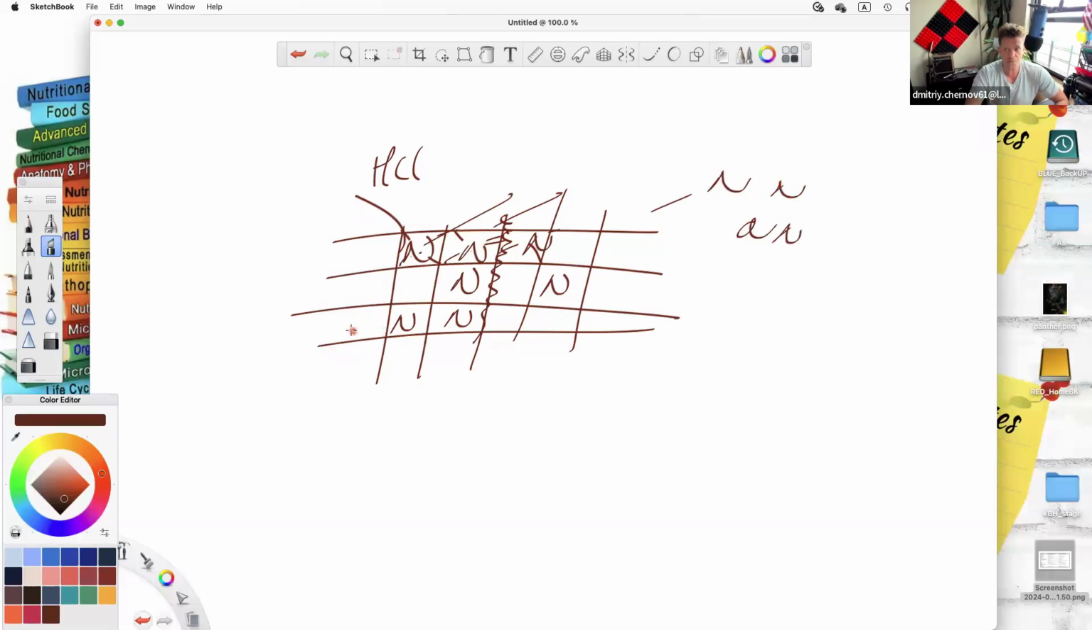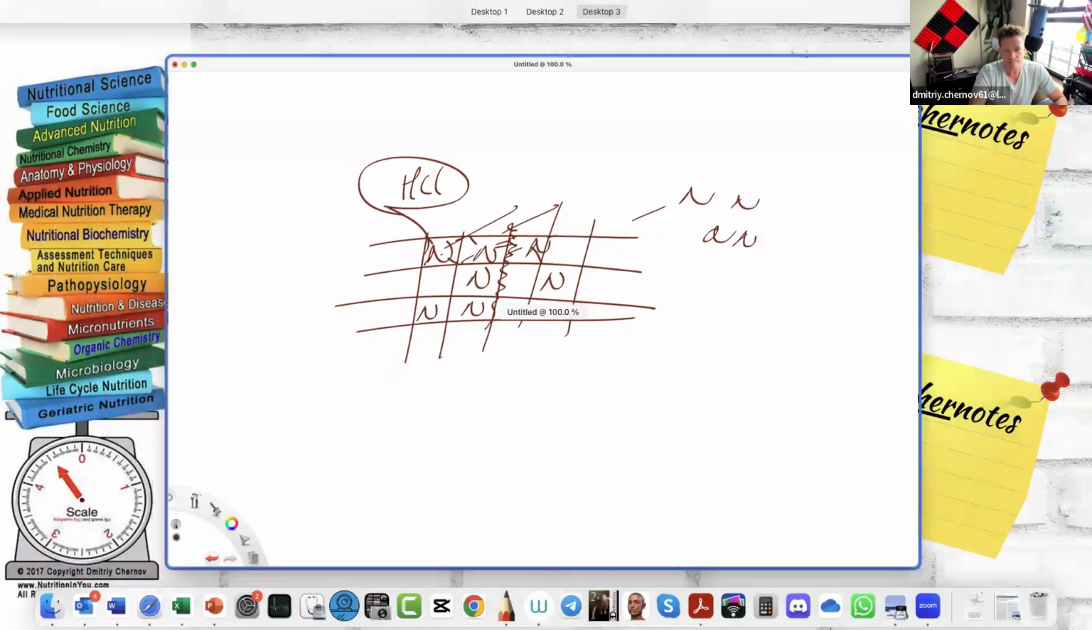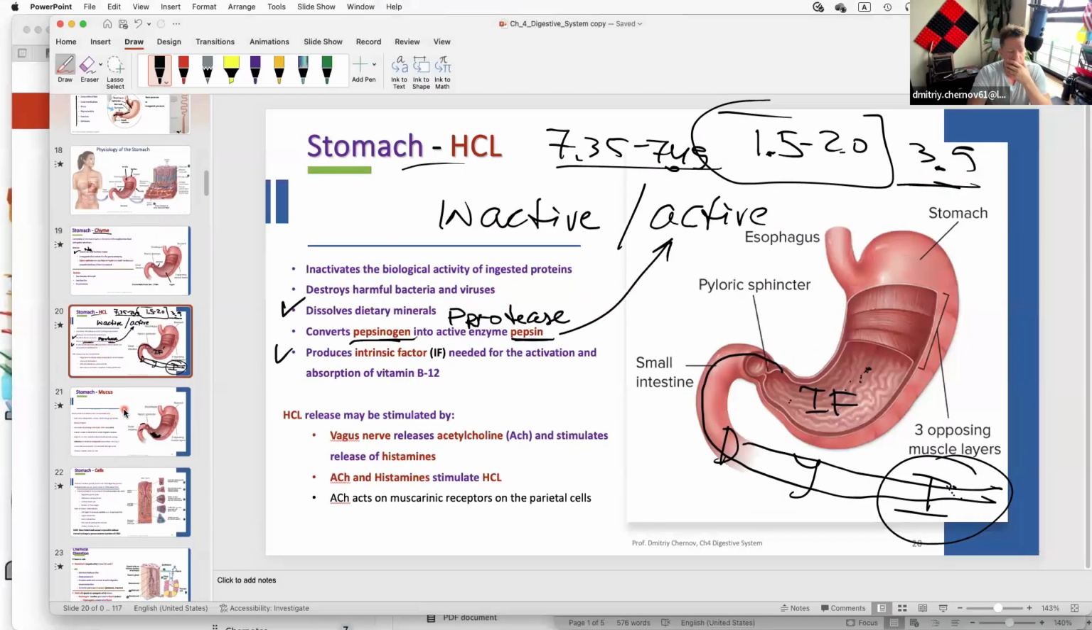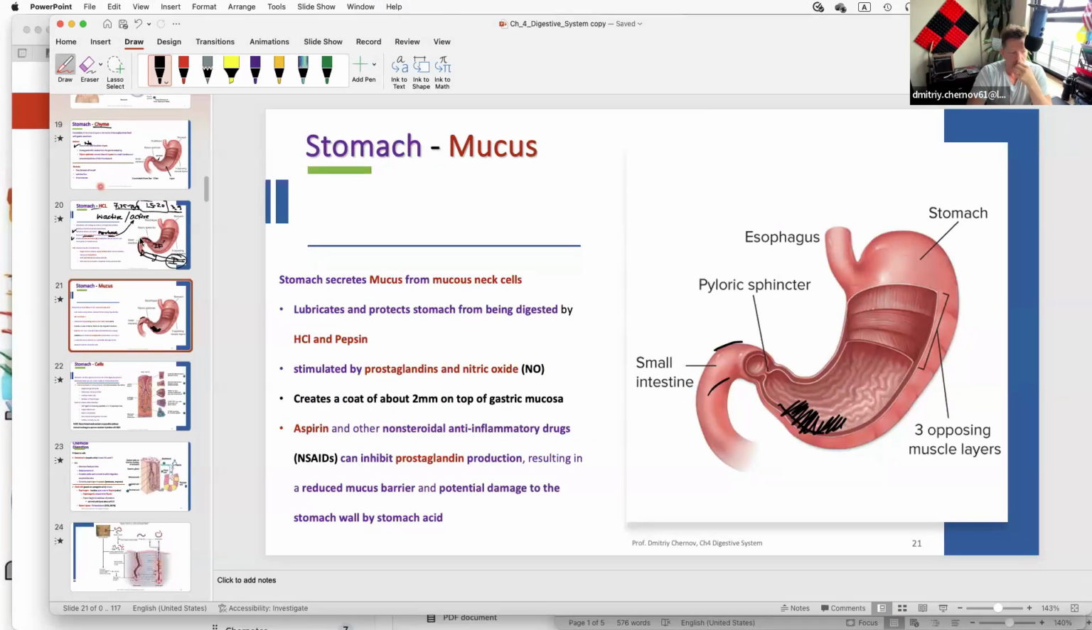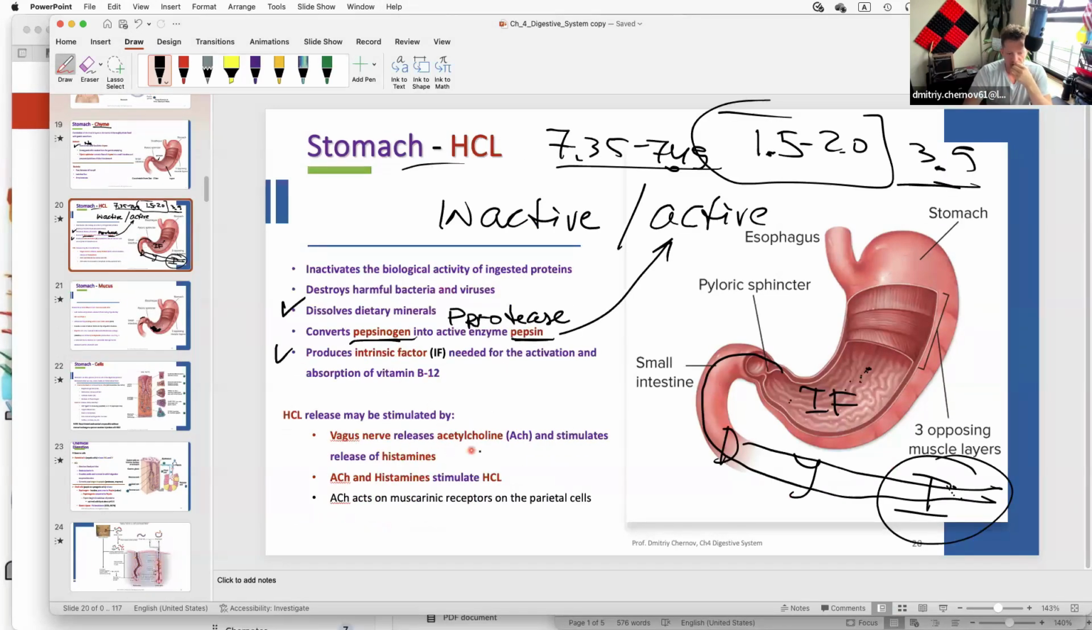So to digest vegetables, you also need the proper amount of hydrochloric acid in the stomach. So that's your alkaline diet in a normal environment, in a healthy body. Vagus nerve releases acetylcholine. Acetylcholine and histamine stimulate hydrochloric acid. It's mostly pathophysiology, anatomy, physiology, and pathophysiology.